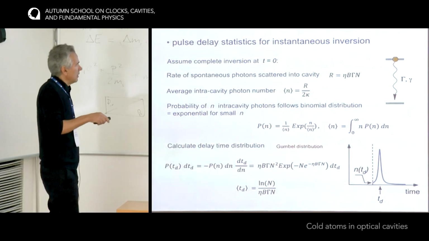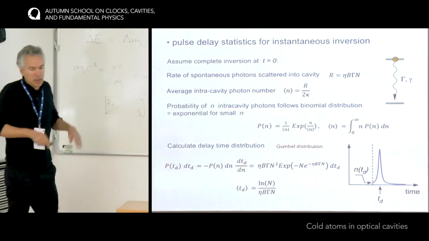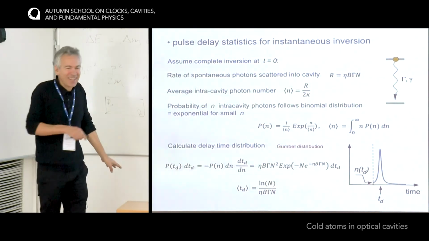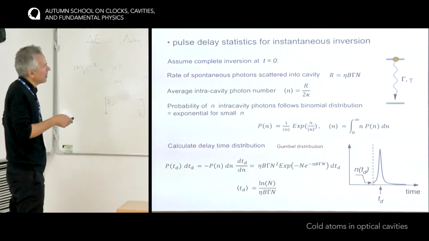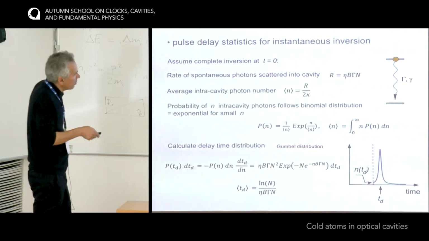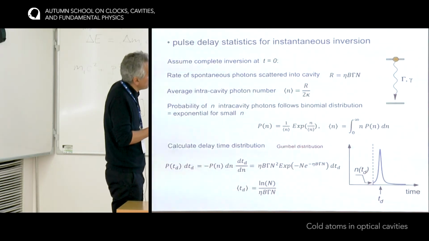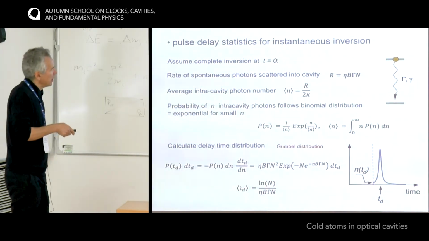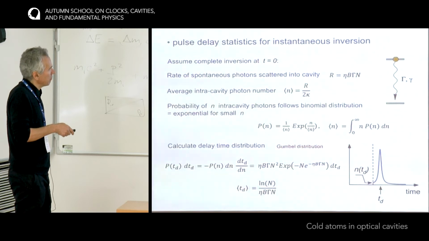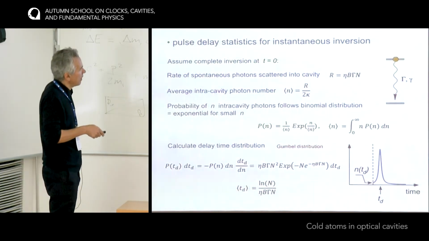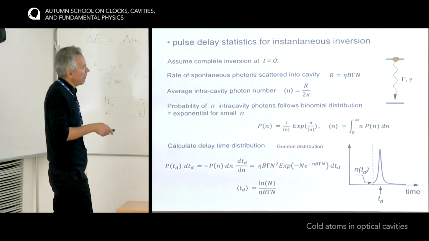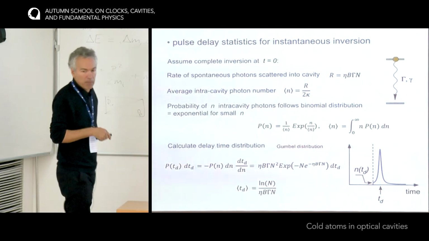This distribution has been described by a mathematician called Gumbel, I don't know, in the 19th century. Some people call it a Gumbel distribution, and you see what it is. It's an exponential of an exponential. This is how it comes out. And from that, you can immediately calculate the average delay time, Td in brackets, and this is how it comes out: the logarithm of the particle number divided by the Purcell factor times the bunching factor times gamma times n.